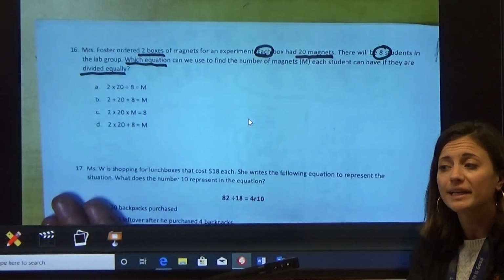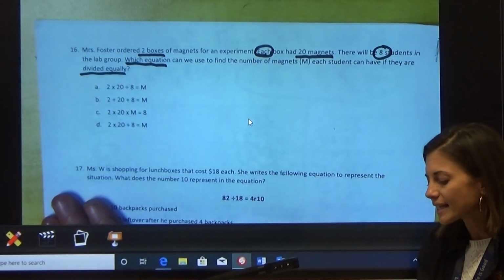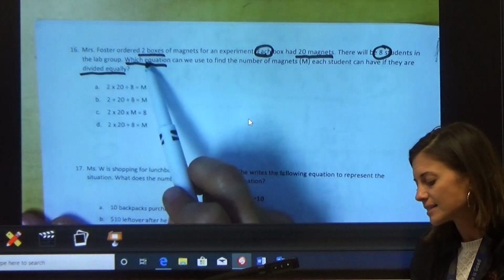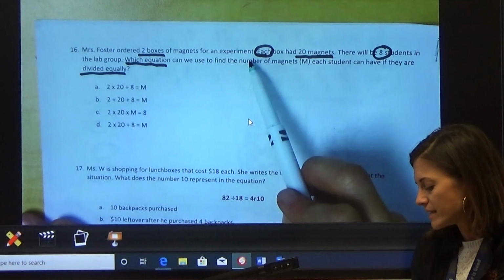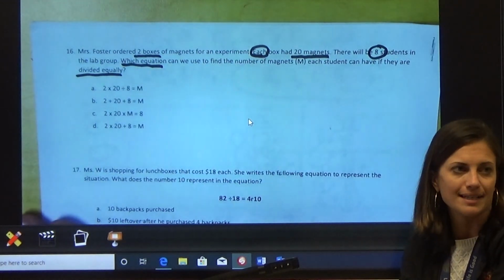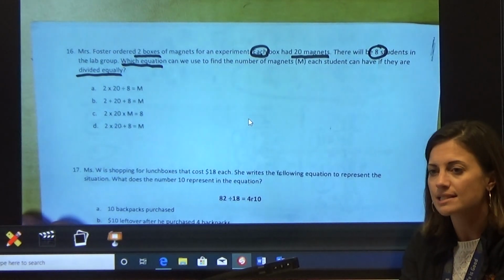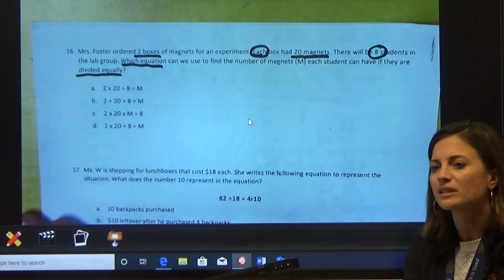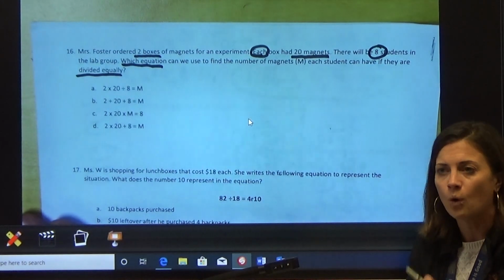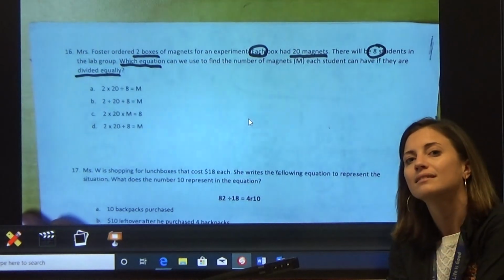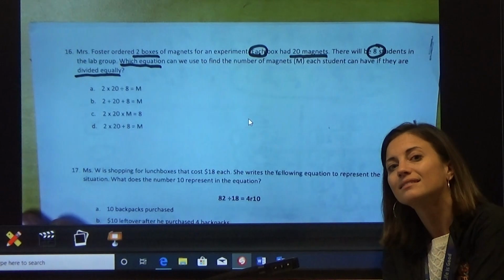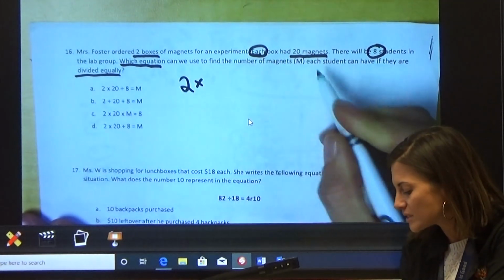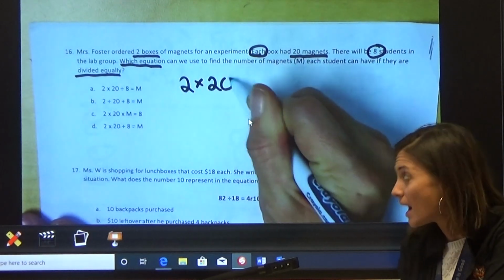So for this question, we break it down one step at a time. The first thing I'm going to do is read my first sentence. Mrs. Foster ordered 2 boxes of magnets for an experiment, and each box had 20 magnets. If that's where the question stopped, how would you write an equation to express that piece only? 2 times 20. 2 boxes times the 20 magnets in each box.